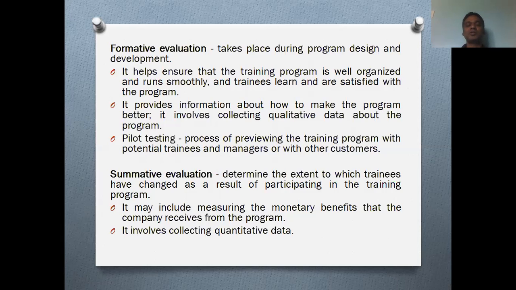Here you are trying to measure the monetary benefits that the company receives from the training program: whether sales have increased, whether profit has increased, whether the productivity of the employees and the organization has increased because of the training program. So these are the two types of training evaluation. One is formative evaluation and another is summative evaluation.